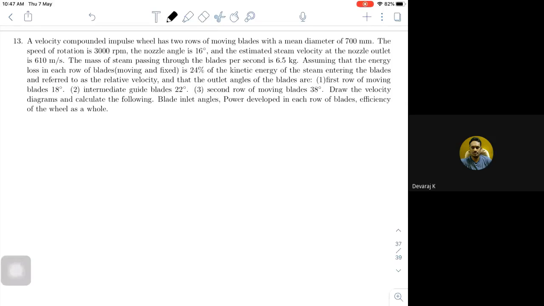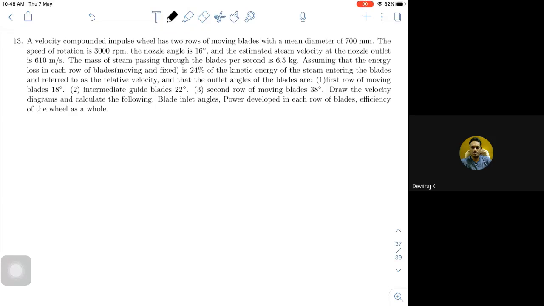And the estimated steam velocity at the nozzle outlet is 610 meters per second. The mass of steam passing through the blades per second is 6.5 kg. Assuming that the energy loss in each row of blades, that is stage, moving and fixed, is 24% of the kinetic energy of the steam entering the blades, referred to as the relative velocity. They are speaking in terms of relative velocities.